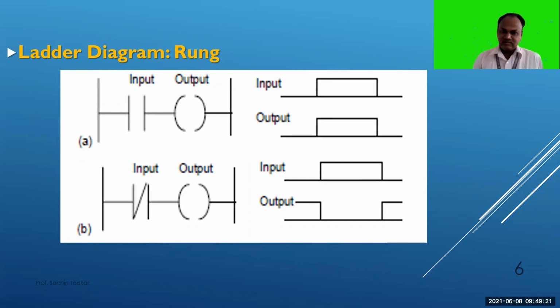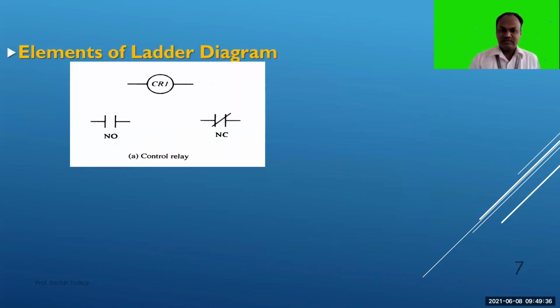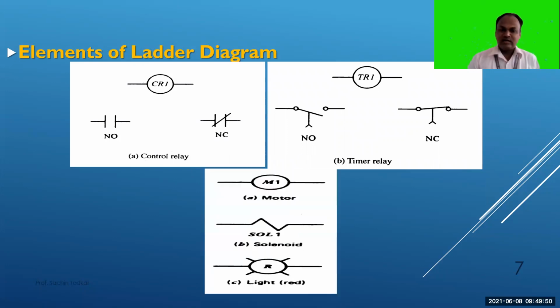So what is a rung? In a rung, there will be inputs and outputs connected in a line or in a series-parallel combination. These are the rungs and their outputs. We'll see in detail what the elements of a ladder diagram are. These are control relays, normally open or normally closed. There will be time relays having the same NO and NC, and outputs such as a motor, solenoid valve, or light.